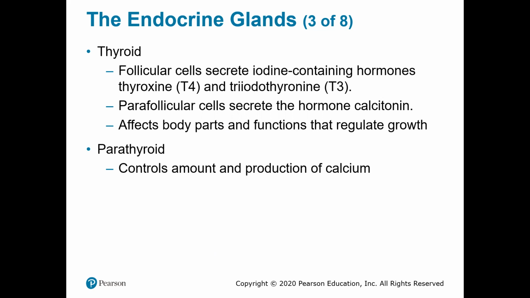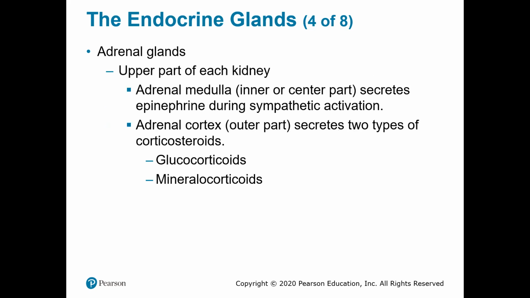So we have follicular cells that are going to secrete iodine-containing hormones, thyroxine or T4, and triiodothyronine or T3. And parafollicular cells will secrete the hormone calcitonin. This affects body parts and functions that regulate growth. Our parathyroid is going to control the amount and production of calcium.